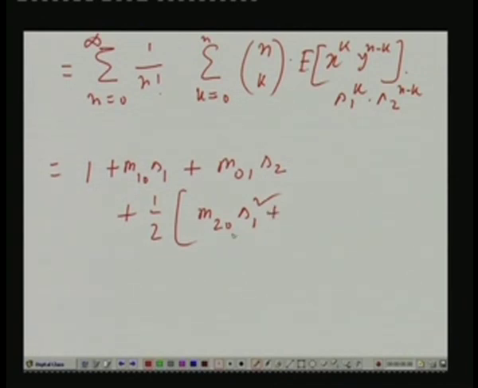then k equal to 1, k equal to 1 means 2 here, 1 here. So factorial 2 divided by factorial 1 into factorial 1, that gives rise to 2. So we will have a term 2, then E of x to the power 1, y to the power 1. So E of xy, which is m 1 1, and again S1 to the power 1, S2 to the power 1.